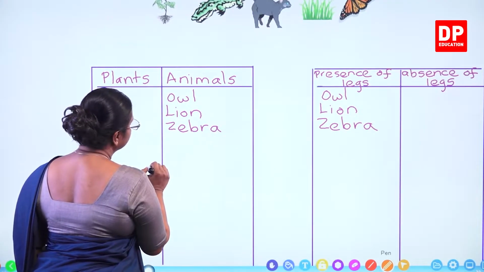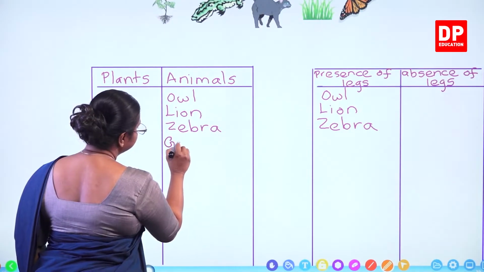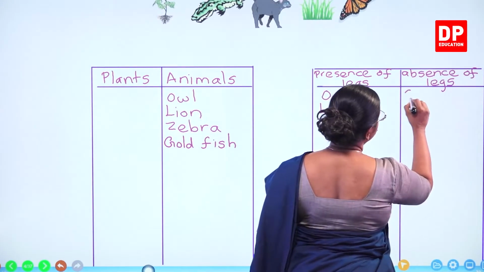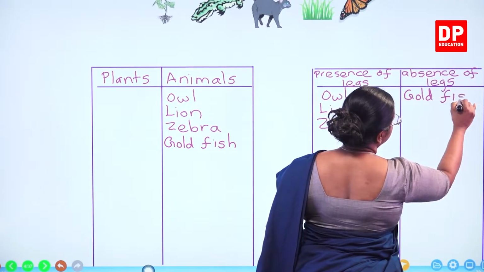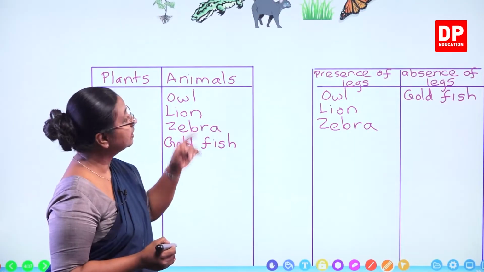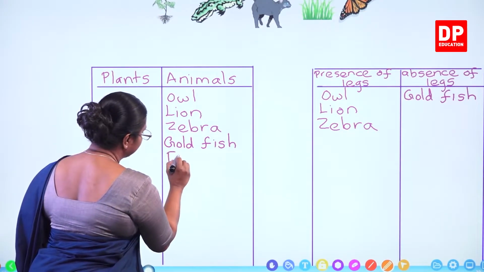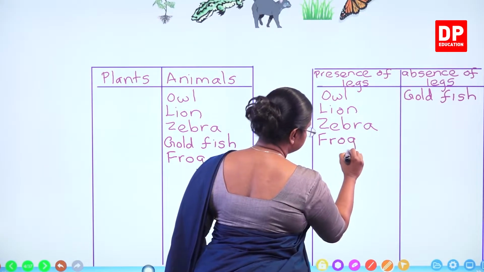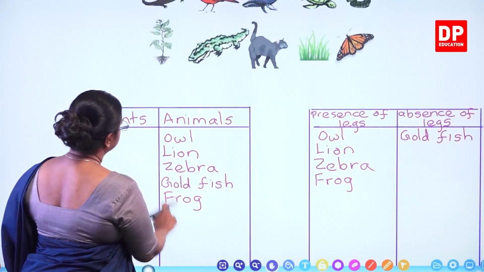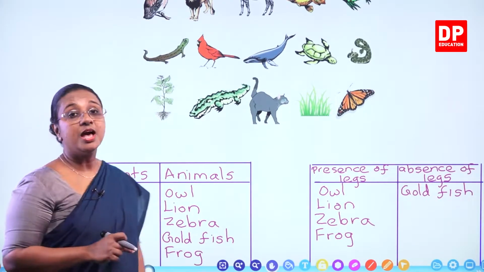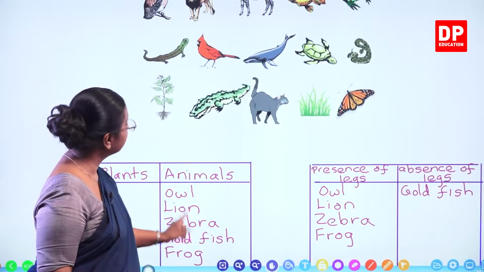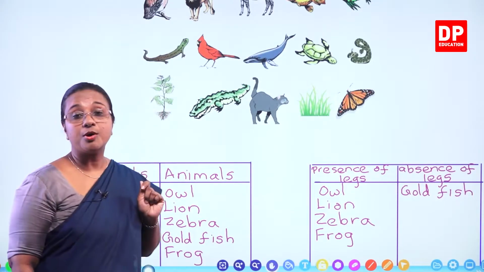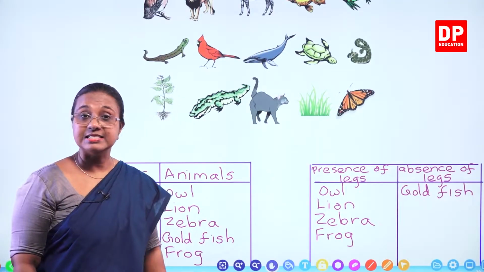So here I need to write the goldfish, that is an animal. But goldfish does not have legs. So absence of legs, goldfish. And then we had the frog. So frog, again animal, and it has legs. So frog comes here. Then the other animals. Now here we have, I said, common house lizard. Common house lizard, again an animal. It does have legs. So presence of legs. Then the red robin bird also, it is an animal and it has legs.